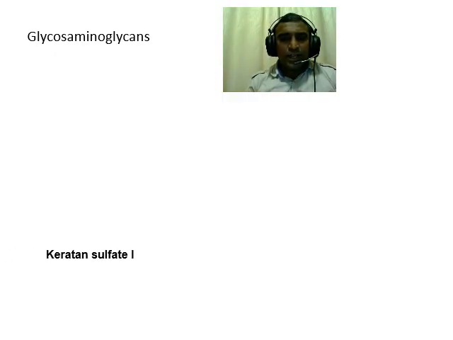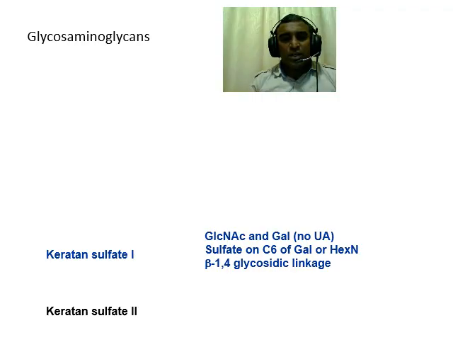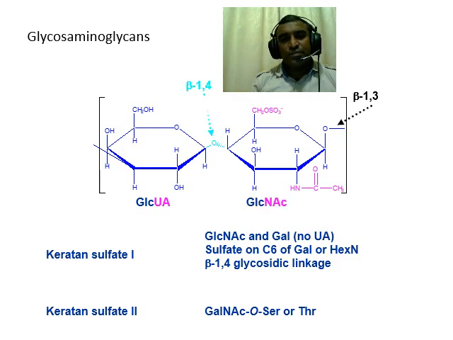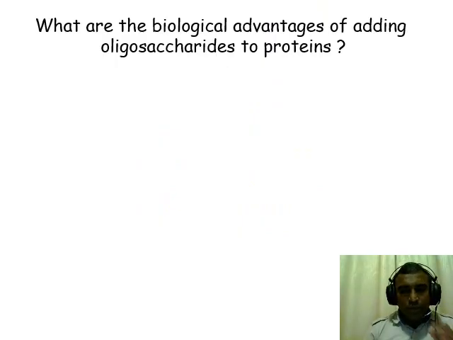So this covers keratan sulfate 1, also keratan sulfate 2. Not going to go into detail, but this is how it looks in terms of its structure. Finally, we come to this slide here.